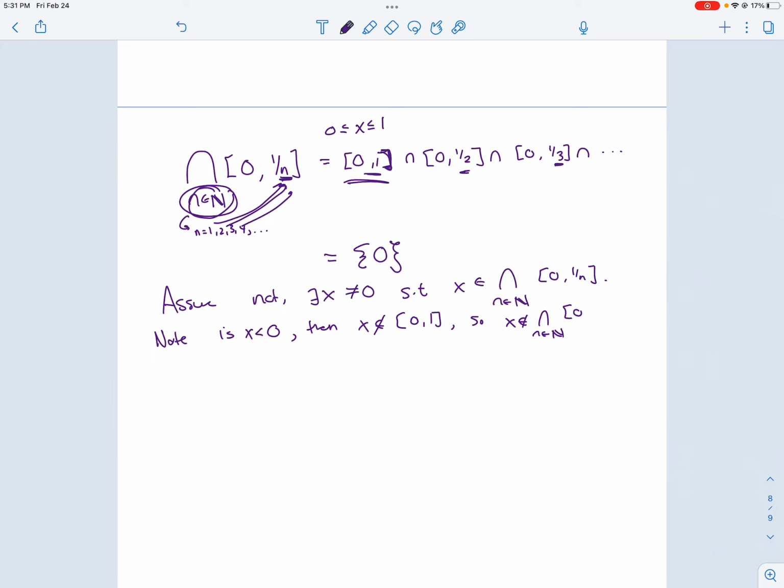So I can conclude that x must be greater than 0, because I assumed that it was not equal to 0, and now I explained why it couldn't be negative, so now it must be positive. And so, okay, it's a positive number. Why can't it be in this set?